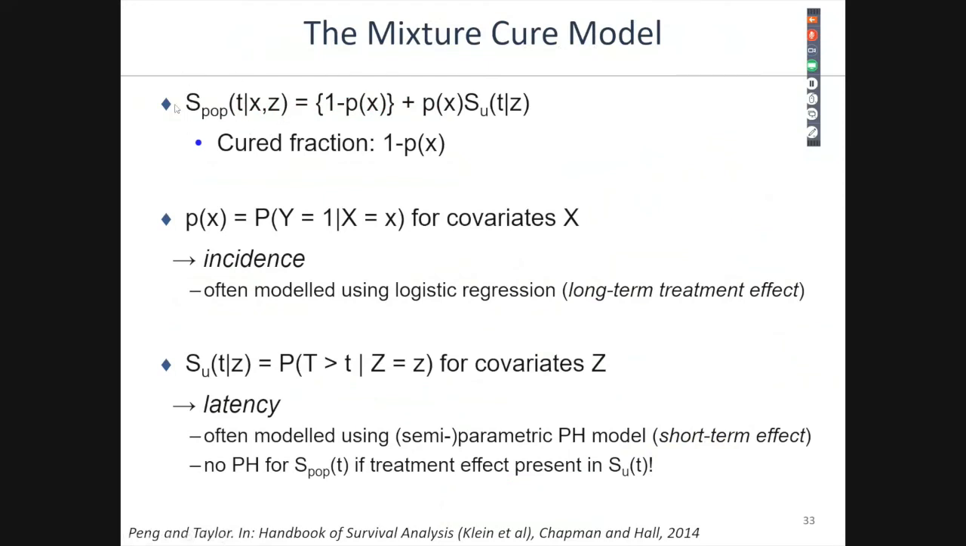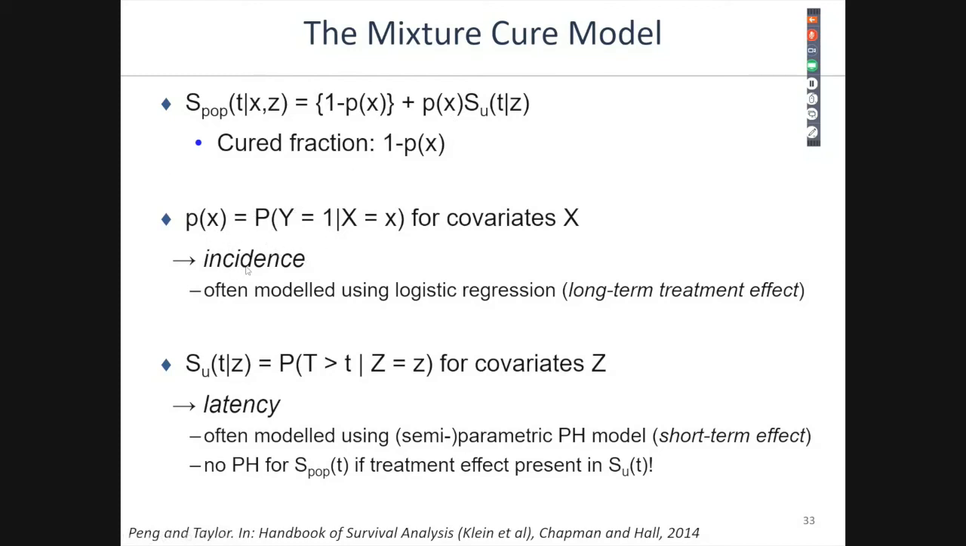Essentially, the model assumes that the population survival can be expressed as a cured fraction of the patients, those patients who will never get an event, and a proportion of the patients who will get an event and for whom the survival function takes the form of S with subscript U. So we have the mixture of a subpopulation which is in a sense cured, immune to the events, and the population in which events will happen, and then they will be governed by this function.